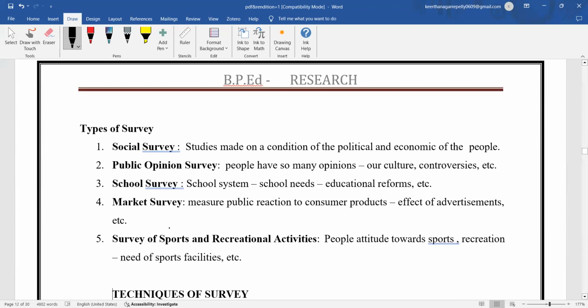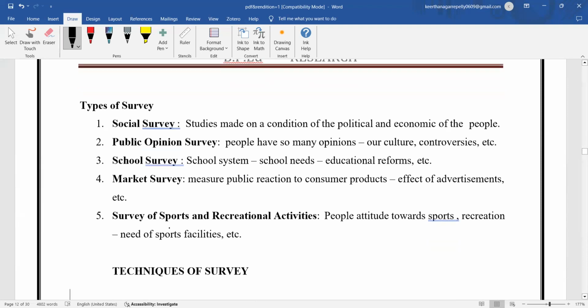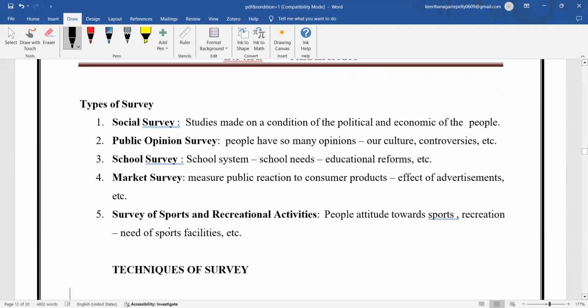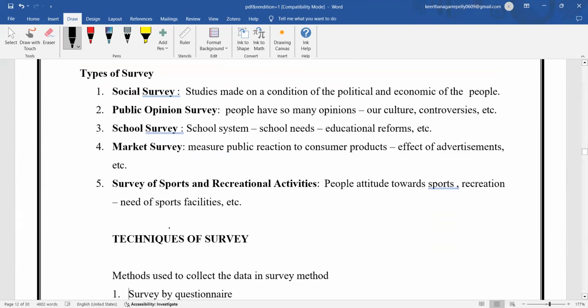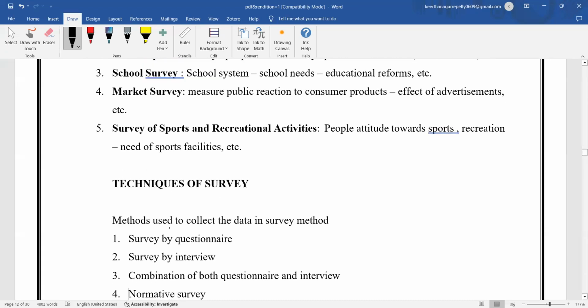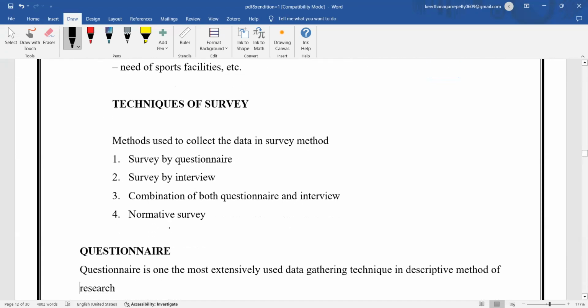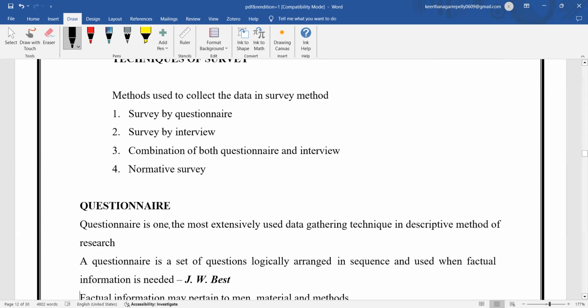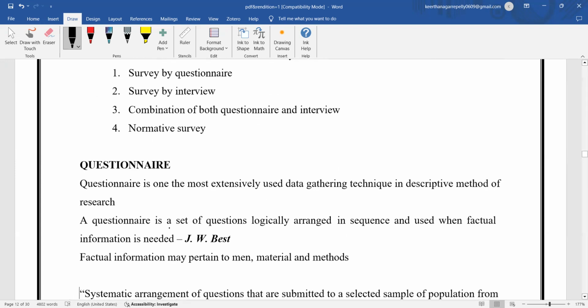Now you can see here types of survey: social survey, public opinion survey, school survey, market survey. There are many different things depending on the place and everything. So the survey is divided into many different types. Now techniques of survey. The methods used to collect the data in the survey method are: surveys by questionnaire, surveys by interview, combination of both questionnaire and interview, and normative survey.